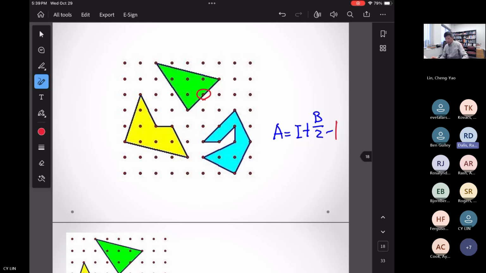These Pick's theorem problems are easier than the other areas, the parallelograms and the trapezoids and all that. Those are complicated. That hurts my head. But this one's more fun. It spells it out really clearly.